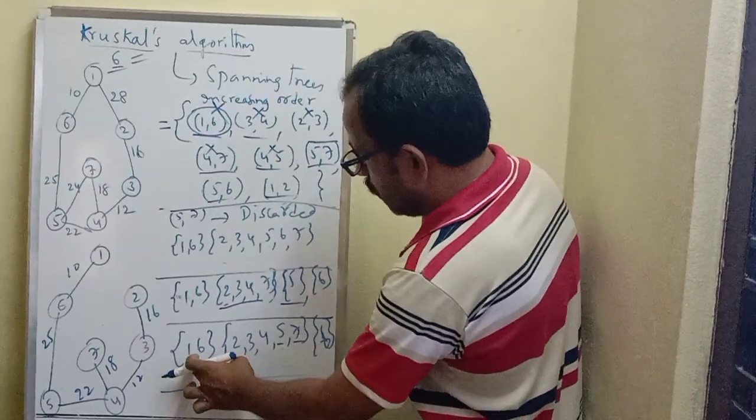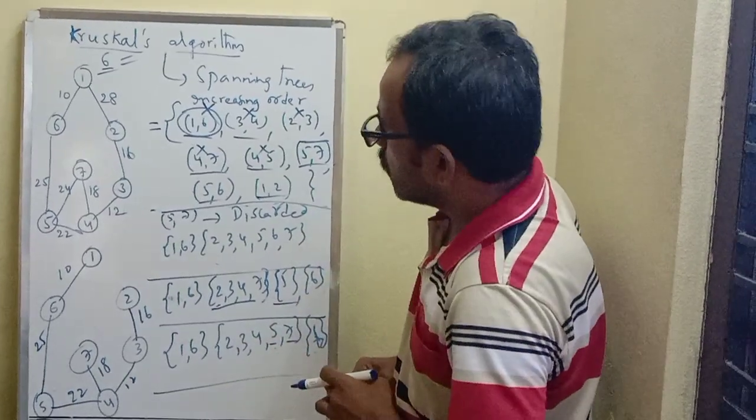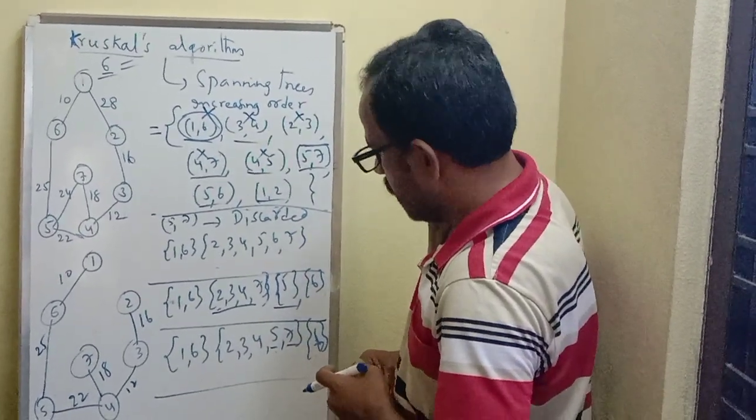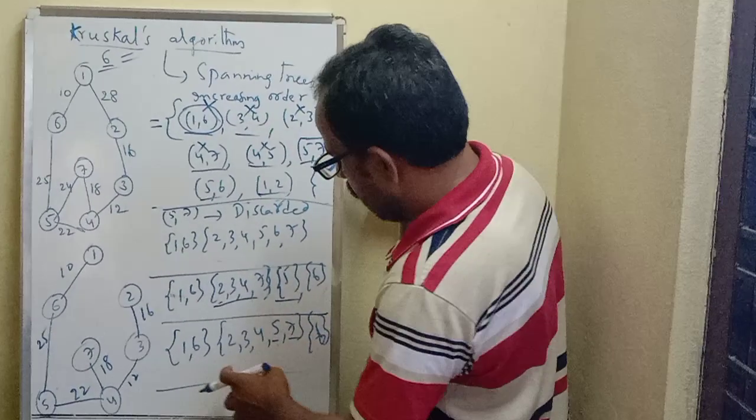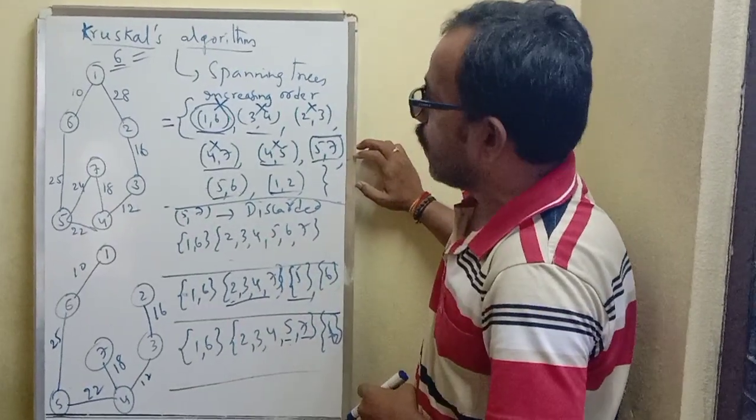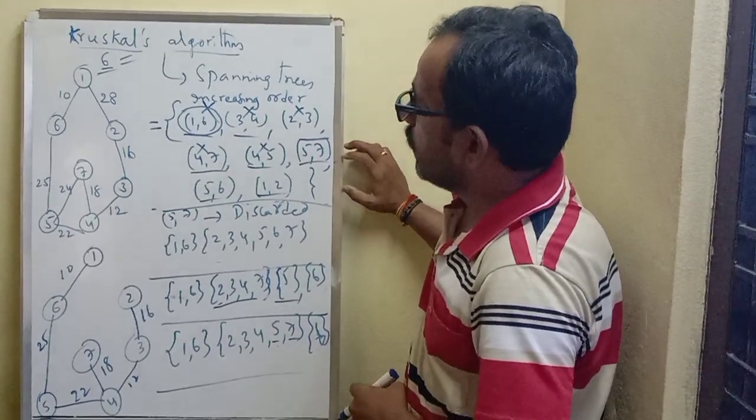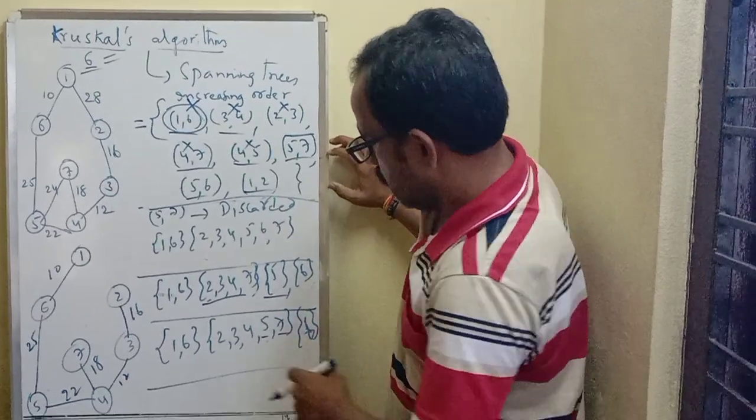So 1, 2 are in two different sets. But immediately verify whether the inclusion of 1, 2 forms a cycle or not.